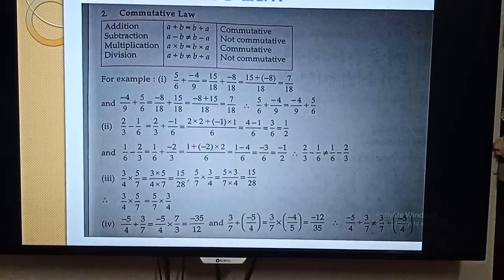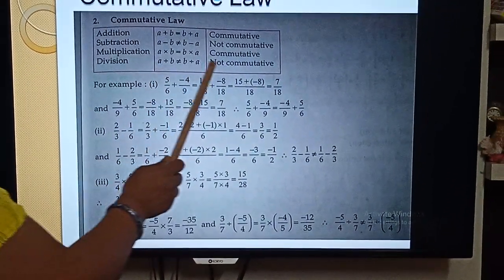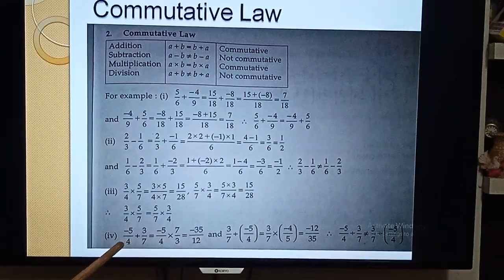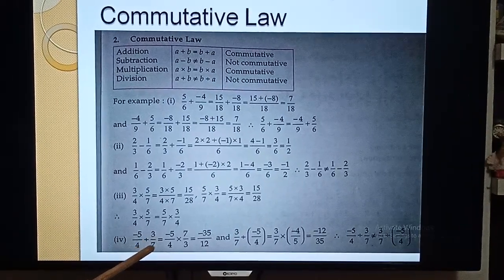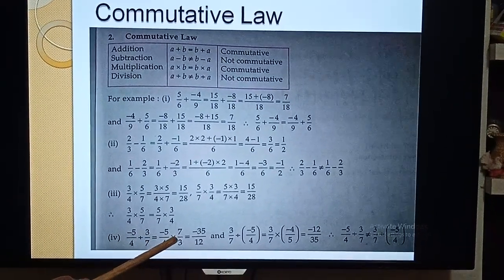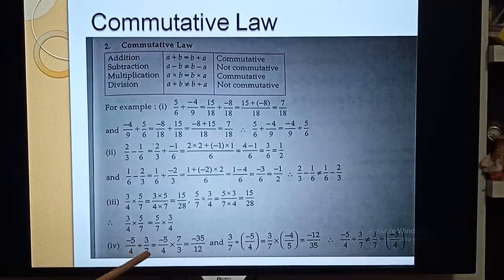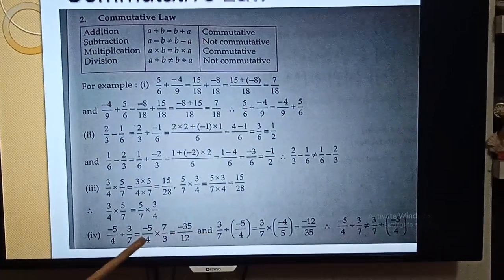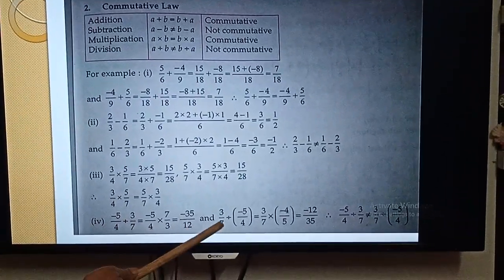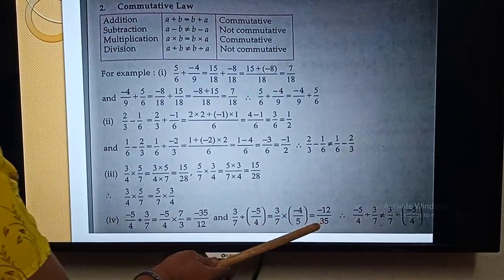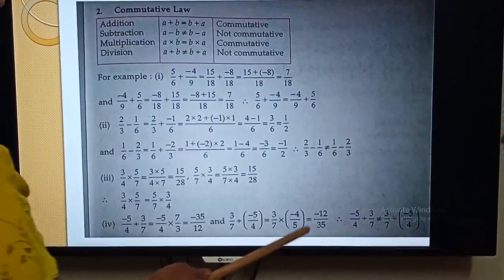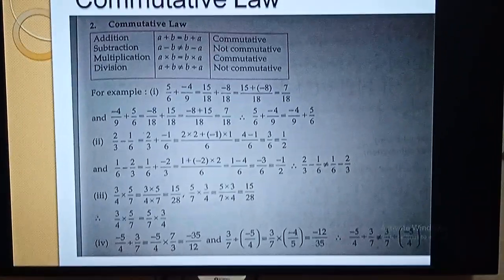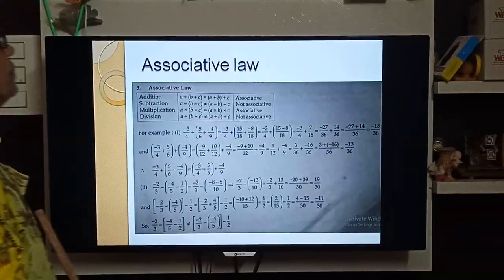Now comes division. Division is not commutative, because with an example we can verify. Minus 5 by 4 divided by 3 by 7 is equal to, when we take the reciprocal, 7 upon 3, and we get minus 35 upon 12. In the same way, 7 upon 3 divided by minus 5 by 4, on simplification I will get minus 12 by 35. These two are not equal. Hence, it is not satisfied.